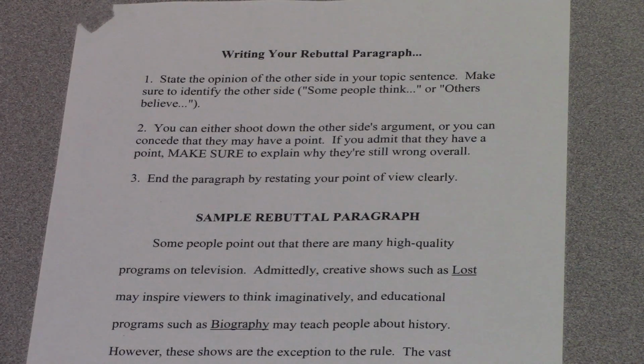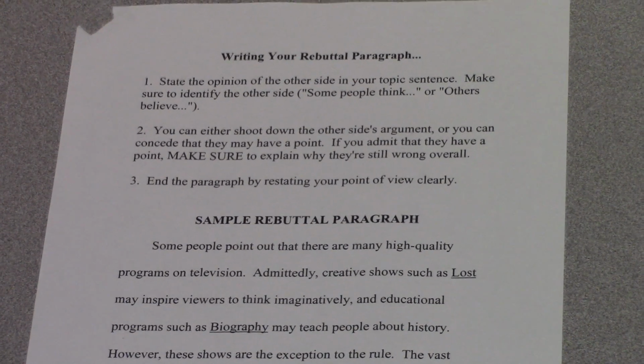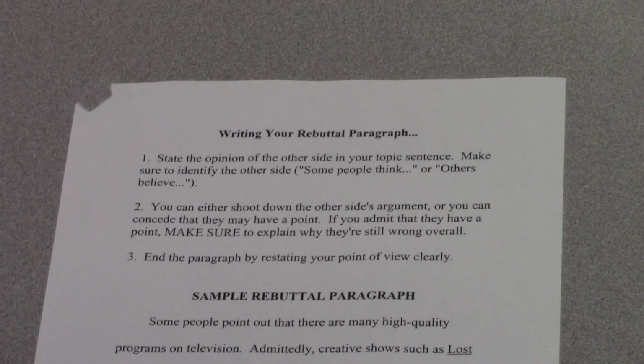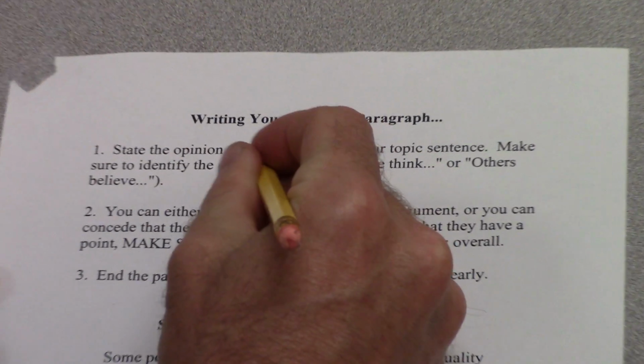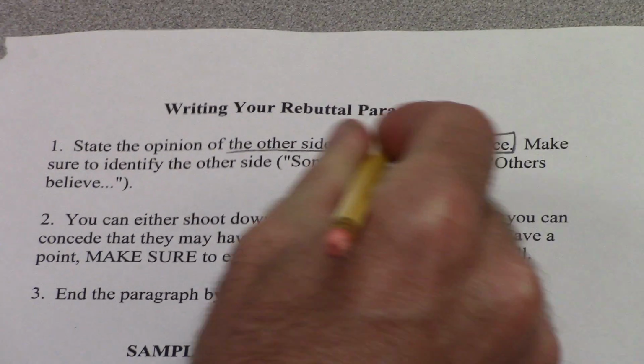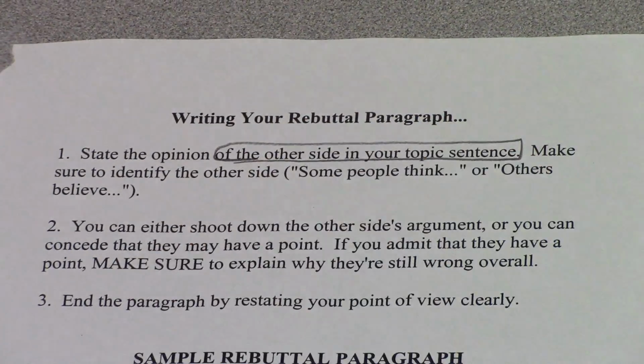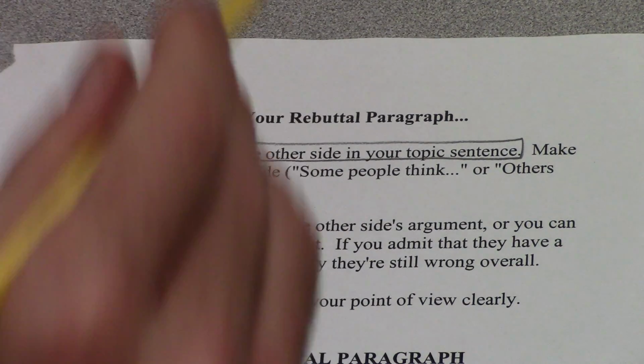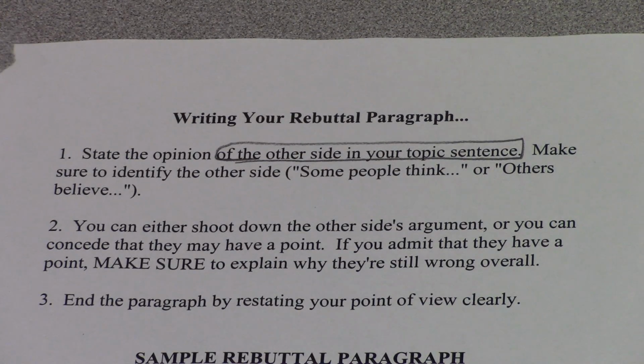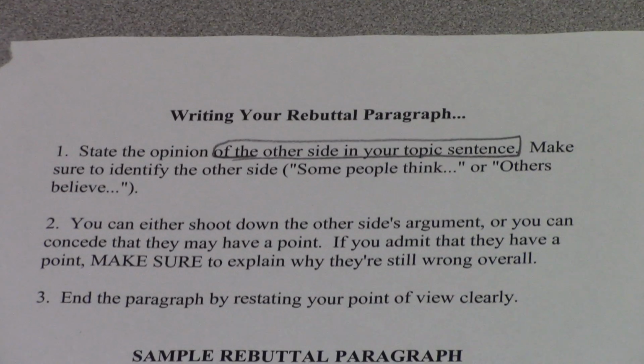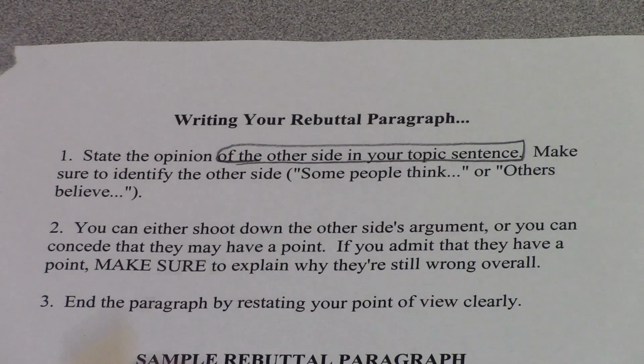All right, when you write a rebuttal, it's actually fairly simple. The first thing you do is you want to state the opinion of the other side in your topic sentence. If you remember when I had you do that quick organizer, I had you do OS, one position of the other side, one argument the other side is going to make. I did that so when we get to our rebuttal, we can shoot it down. Make sure to identify the other side. Some people think, or others believe, some sort of phrase like that to make it clear that it's not you who thinks this, it's somebody else.